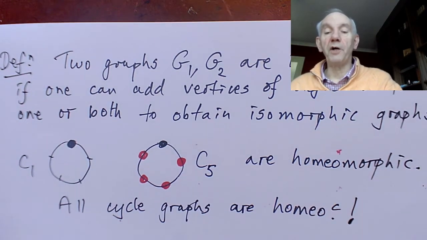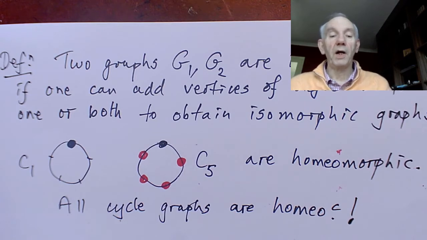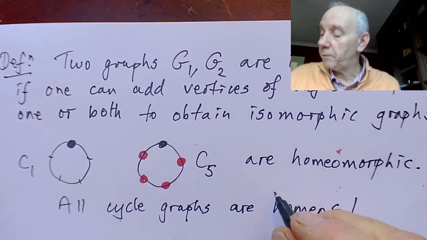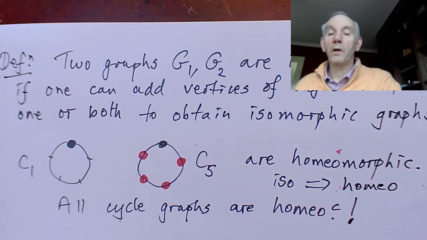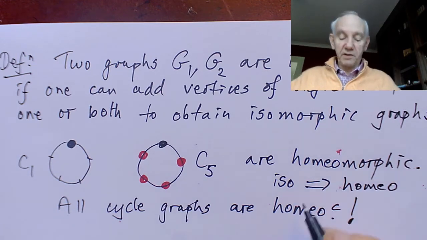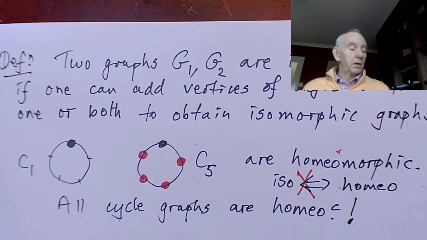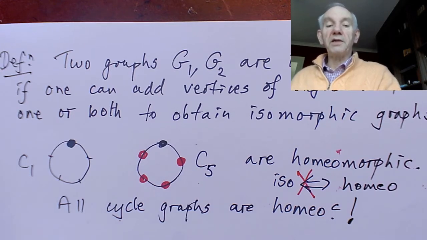All cycle graphs are homeomorphic. C1 is homeomorphic to C2, to C3, to C4, and so on. So this is a weaker notion. If graphs are isomorphic, they're certainly homeomorphic. You don't have to do anything to get them to be isomorphic. So isomorphic implies homeomorphic, but not vice versa. This is definitely false. So that's the notion of homeomorphic graphs.